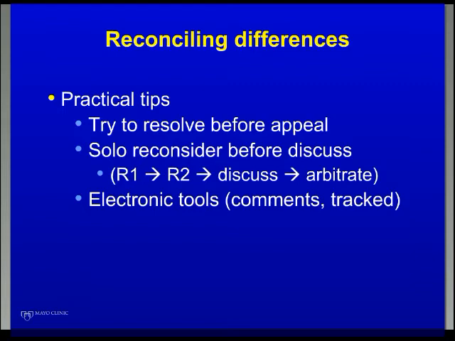The other thing I'd point out with reconciling differences is to make use of electronic tools. We often use an Excel spreadsheet for this, and we can leave comments for one another. We can color code the differences. So, one color means I agree with you. The other one means I really don't have a clue. The other one means I agree with myself, but I think you're wrong. Things like that. So, make use of these electronic tools.